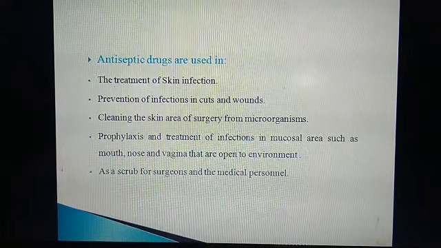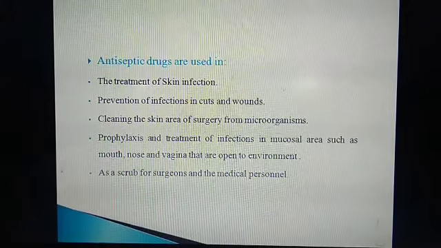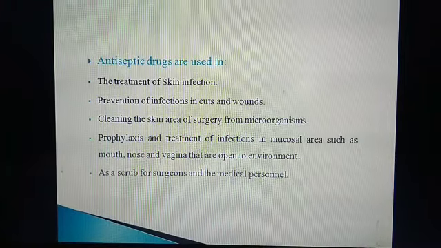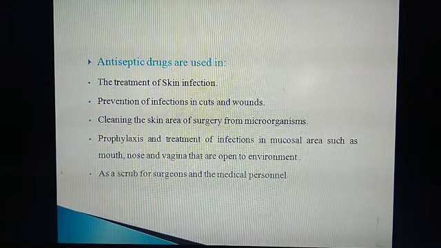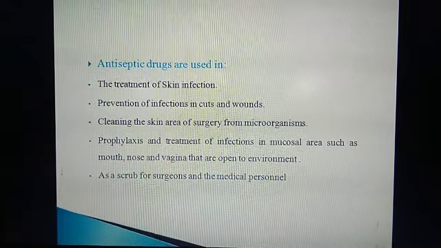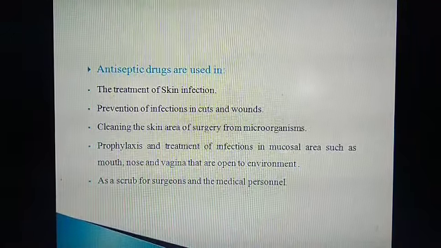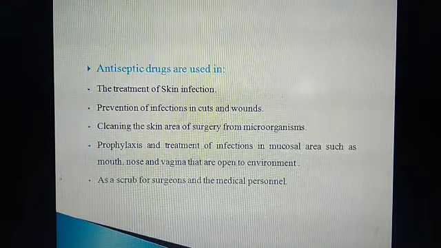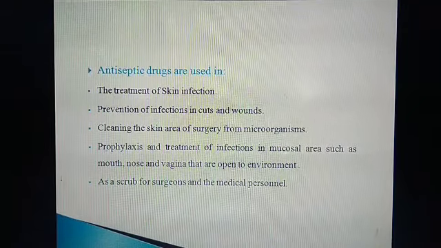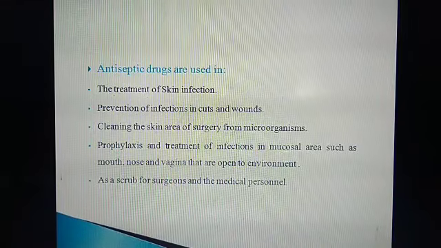The first one is for the treatment of skin infection. For example, if there is a fungal or bacterial infection in the skin, in that case we can use an antiseptic on that particular skin. Secondly, prevention of infections in cuts and wounds. Whenever there is a cut or wound, these antiseptics are used to prevent sepsis or infections in that particular cut or wound.